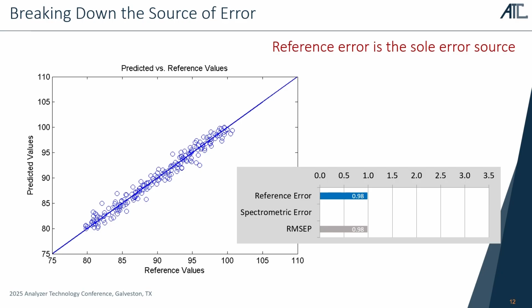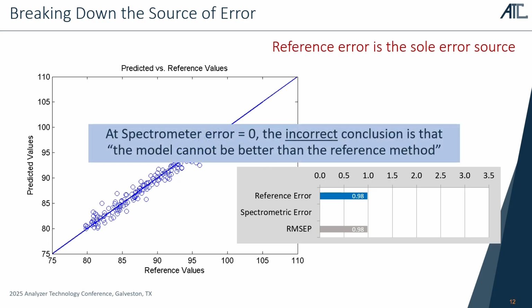What I then hear in the industry is the model can't be better than the reference value. But that's not true. What it means is we can't target a number that is smaller than the reference error, but the true reference error or the true spectrometer error is significantly smaller. So let me show you how that works.